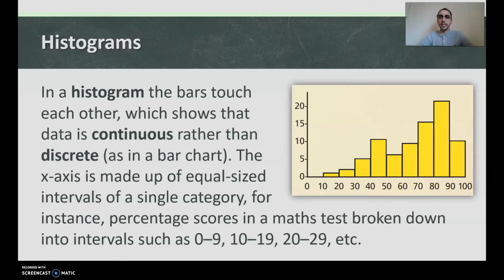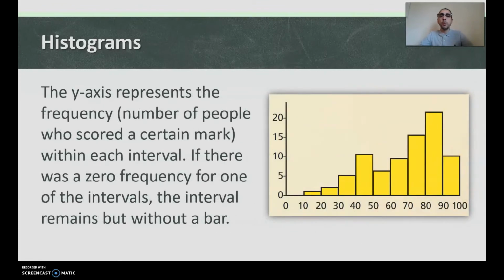So this is people getting between 0 and 9%, between 10 and 19%, between 20 and 30%, between 30 and 40%, etc. And we can see here the majority of people, or 20 people it looks like, got a score between 80 and 90% on the maths test. Well done, good job. The y-axis represents the frequency or the number of people who scored a certain mark within each interval. If there was a 0 frequency for one of the intervals, the interval remains but without a bar. So we can see nobody got a score of between 0 and 10% or 0 and 9%, but it's still there.